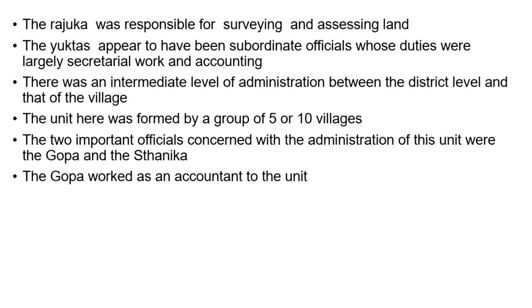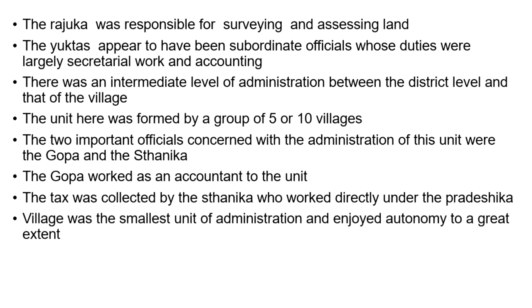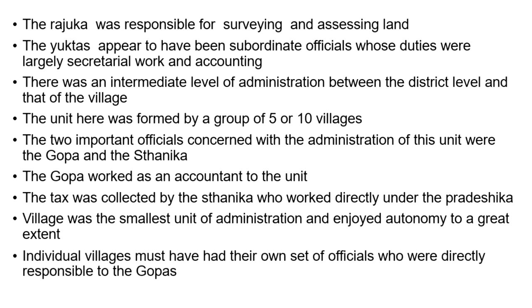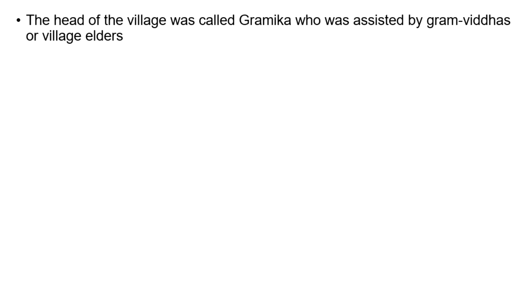The Gopa worked as an accountant to the unit. The tax was collected by the Sthanika, who worked directly under the Pradeshika. The village was the smallest unit of administration and enjoyed autonomy to a great extent. Individual villages must have had their own set of officials who were directly responsible to the Gopas. The head of the village was called Gramika, who was assisted by gram-viddhas or village elders.